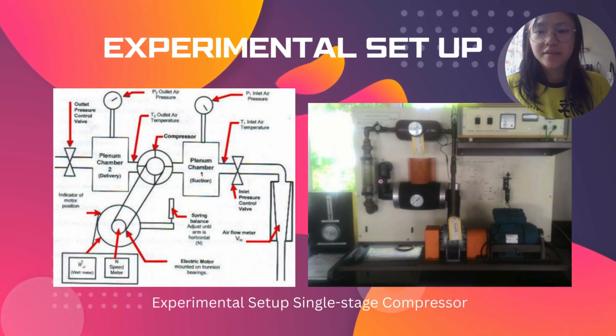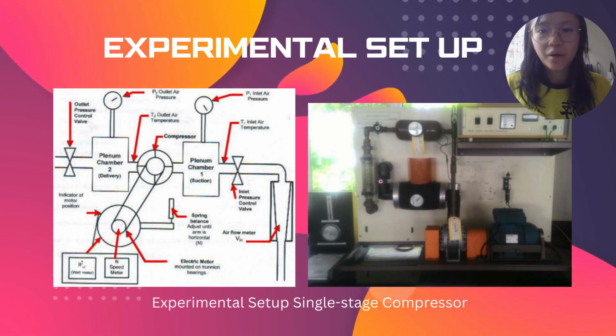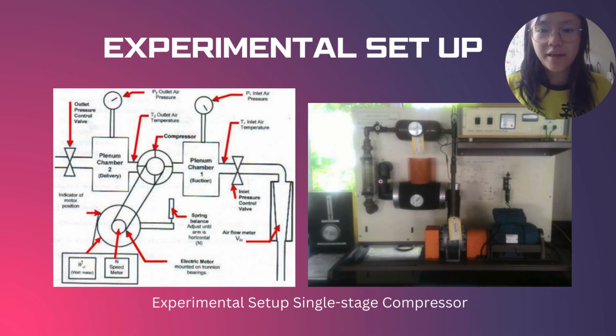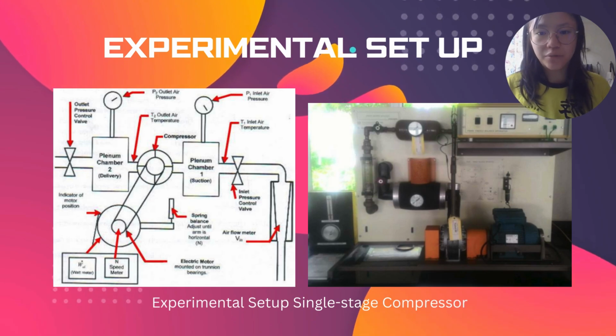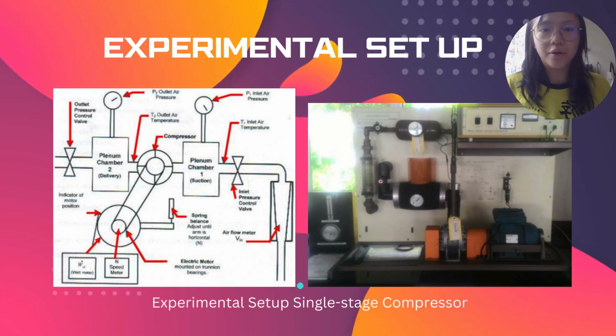Experimental setup. The single-stage compressor consists of the outlet pressure control valve, P2 outlet air pressure, P1 inlet air pressure, T1 inlet air temperature, T2 outlet air temperature, compressor, electric motor, spring balance, airflow meter, and the last one is the inlet pressure control valve.